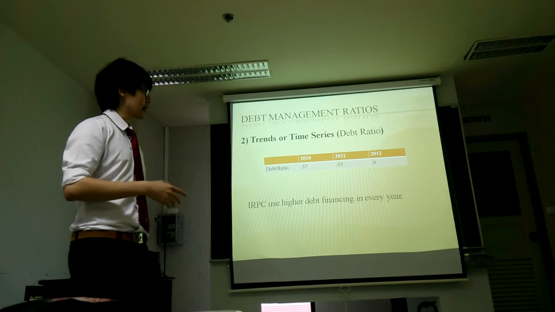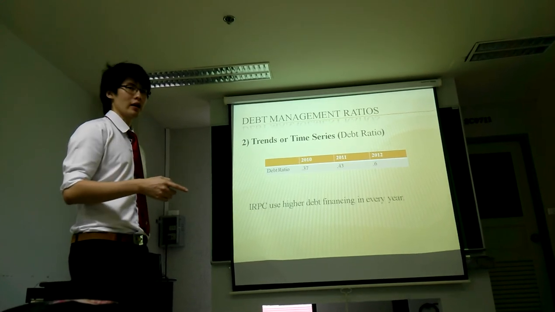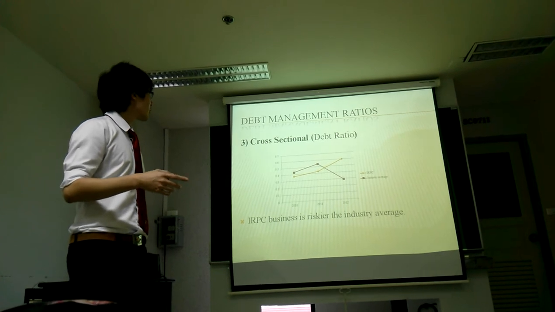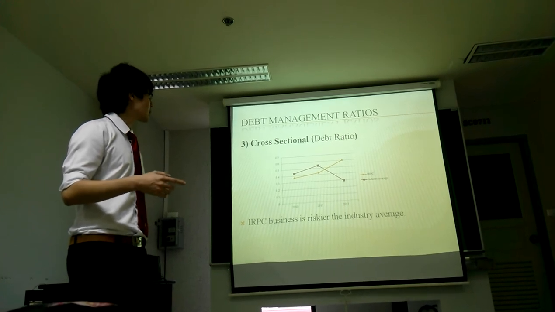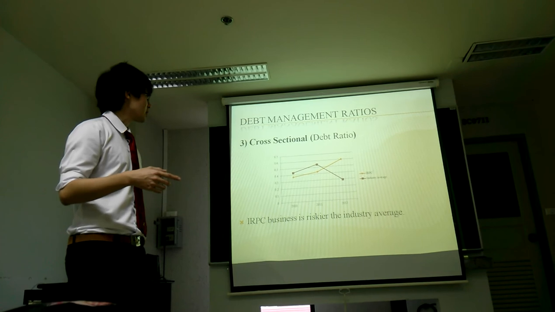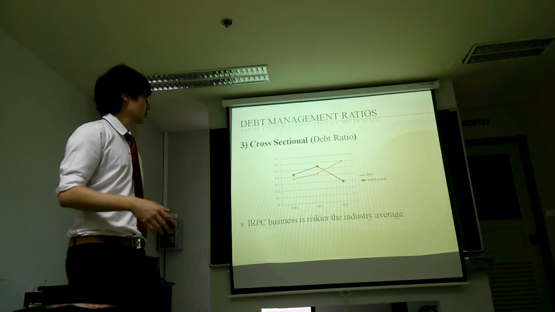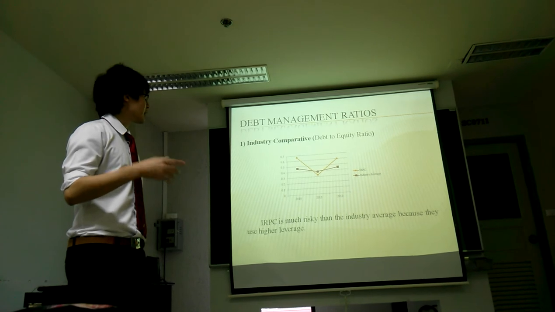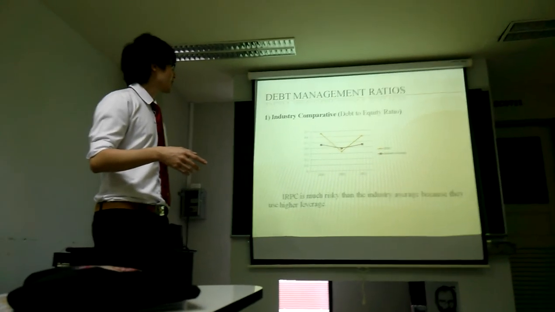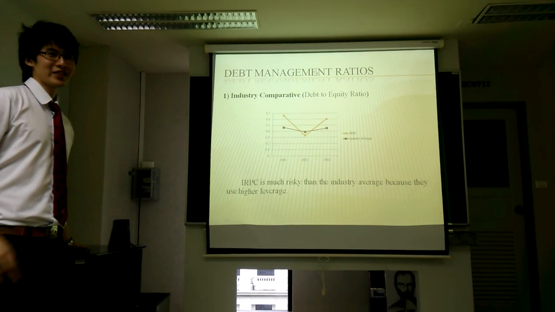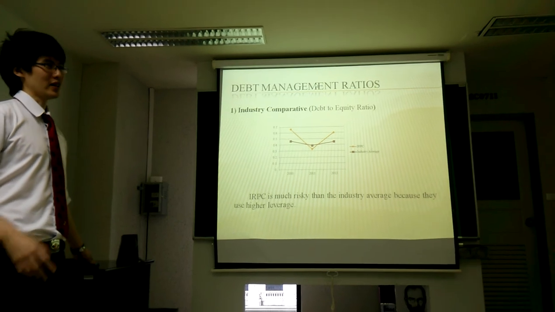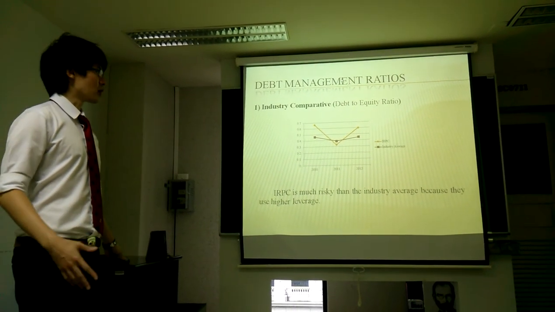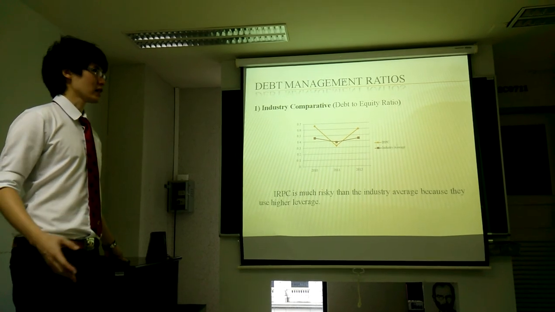However, you can see that they use more debt in every year. When we compare the IRPC with the industry, you can see that it's also higher. But for the debt to equity ratio, it comes from the proportion of debt over the total equity. The more they use it, the more risky they are.